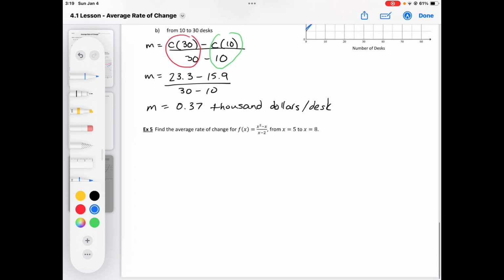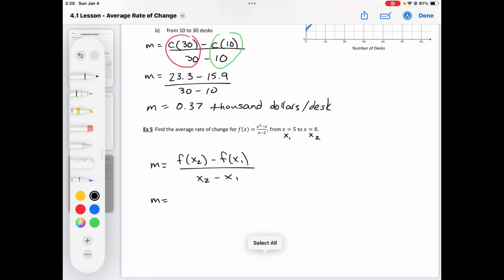So let's do one more example here. This is just the average rate of change for a more complicated function, but we're still going to use the same method. This is my first x value. This is my second x value. So in order to find the average rate of change, I'm just looking for the slope between those 2 points. So I'm going to start with f at x2 minus f at x1 over x2 minus x1. You could also do x1 minus x2. It doesn't matter in this case.